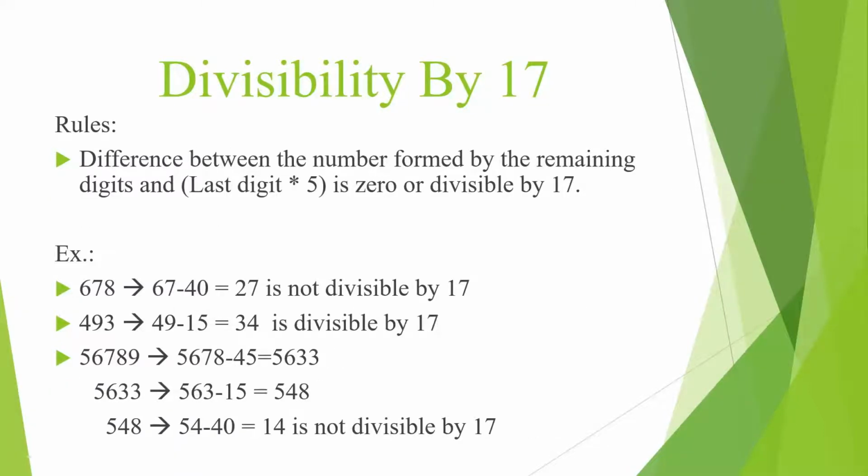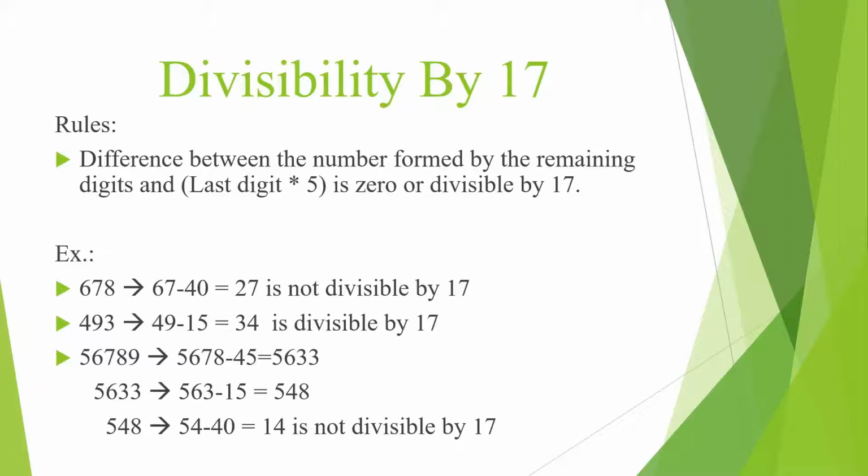Now let's get into the next number, 17. Here we have to ignore the last digit of the number and consider the remaining number. And we have to find the difference between the number formed with the remaining digits and the last digit into 5. That should be either 0 or divisible by 17.